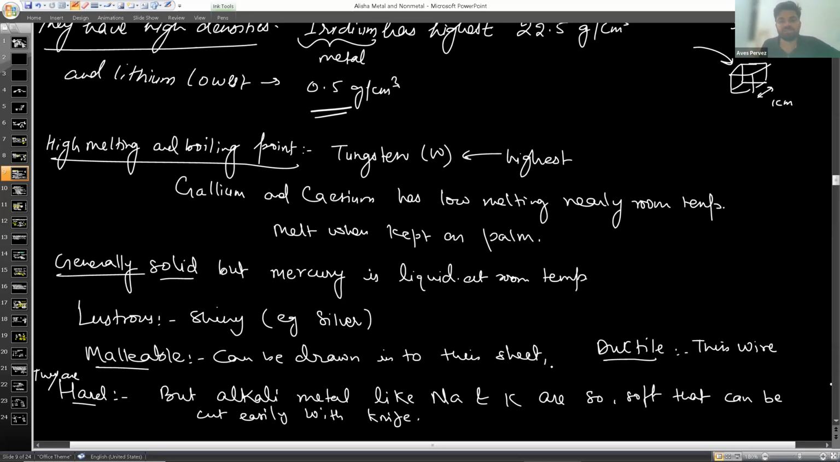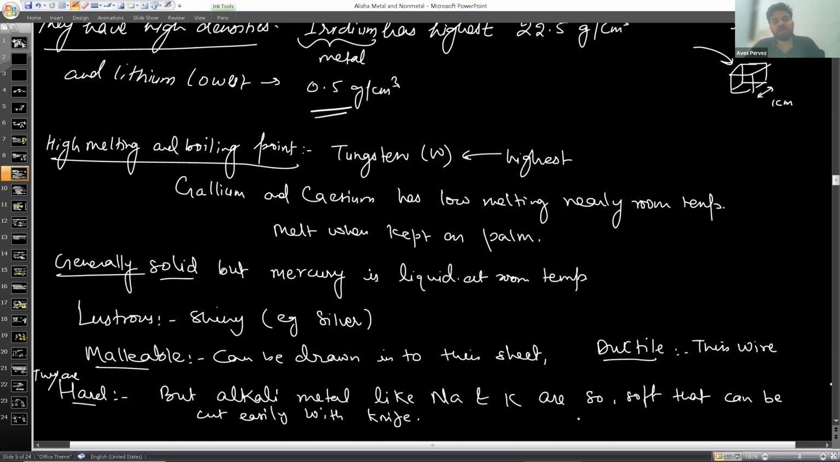Metals are generally solid, shiny, malleable, and can be drawn into thin sheets, ductile. We can simply say that they are hard, but alkali metals like sodium and potassium are so soft that they can even be cut with a knife. They can be easily cut with a knife.